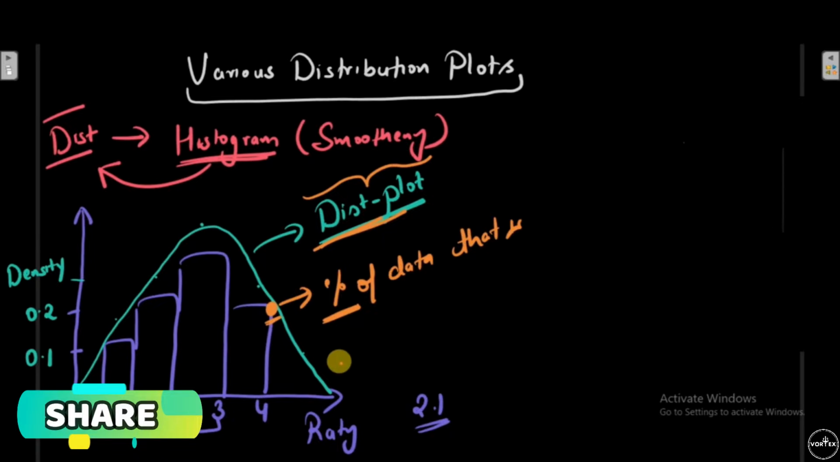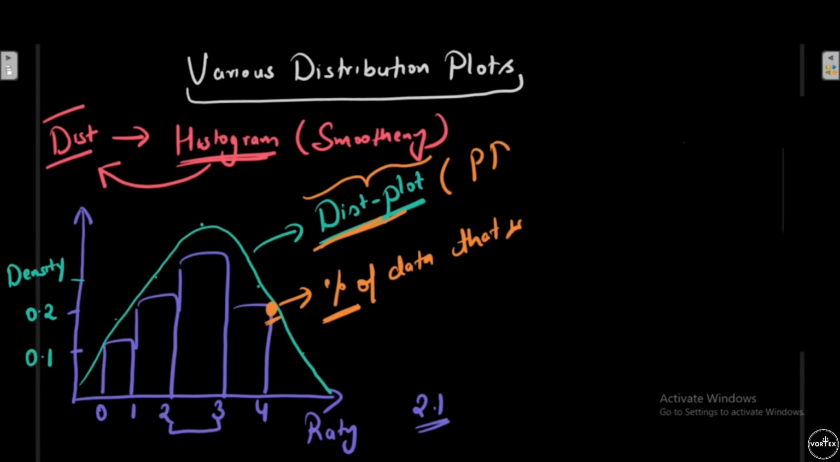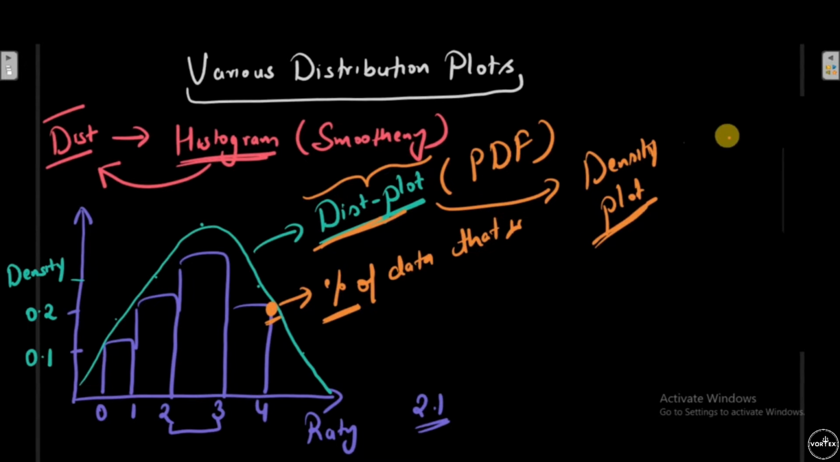In general, it is often known as PDF, which means probability distribution function. Oftentimes this distribution plot is also known as a density plot, because for each of the bars, or for each of the points, it is showing what exactly the density is.